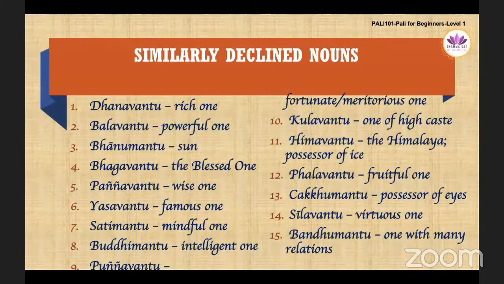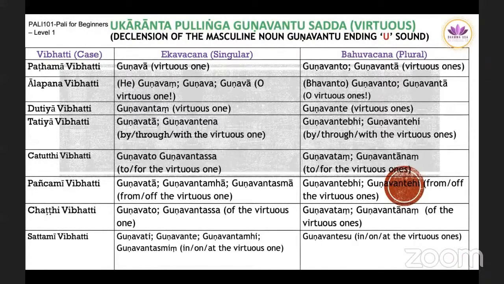Okay, great. Next one, Yasavantu. Who wants to try this one? Famous one. Shall I try, Bhante? Okay. Yasavantu, famous one. Pathama vibhati ekavachana, Yasava. Bahuvachana, Yasavanto, Yasavanta. Alapana vibhati, he Yasavang, Yasava.